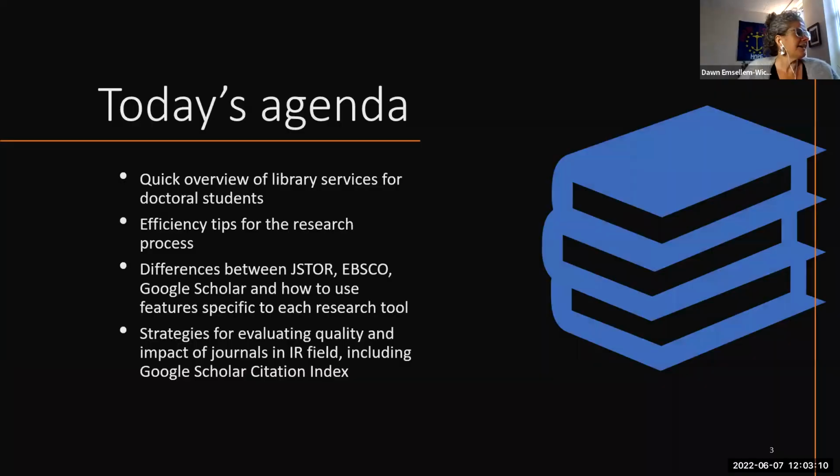We're going to be talking about our two main article databases, JSTOR and Ebsco, and the differences between them and Google Scholar, because sometimes I find that's helpful to understand sort of the back end and why you're getting the kind of results you're getting when you search in those different search tools. And then we're also going to be looking at Google Scholar Citation Index, as one strategy for evaluating the impact of journals in the international relations field.